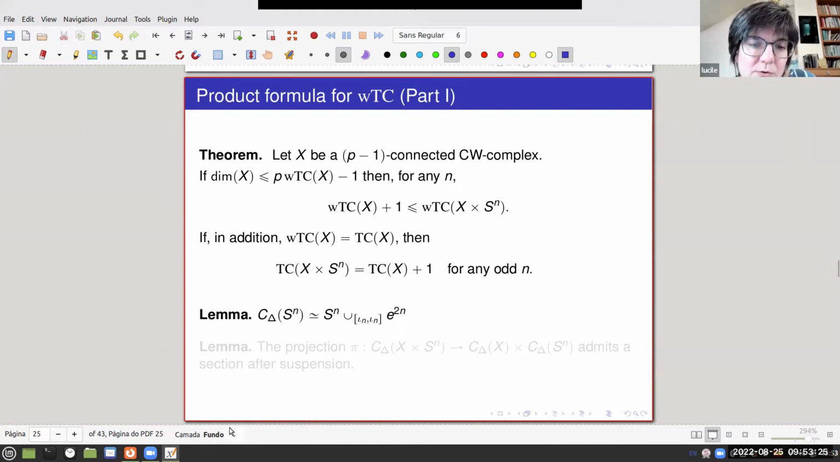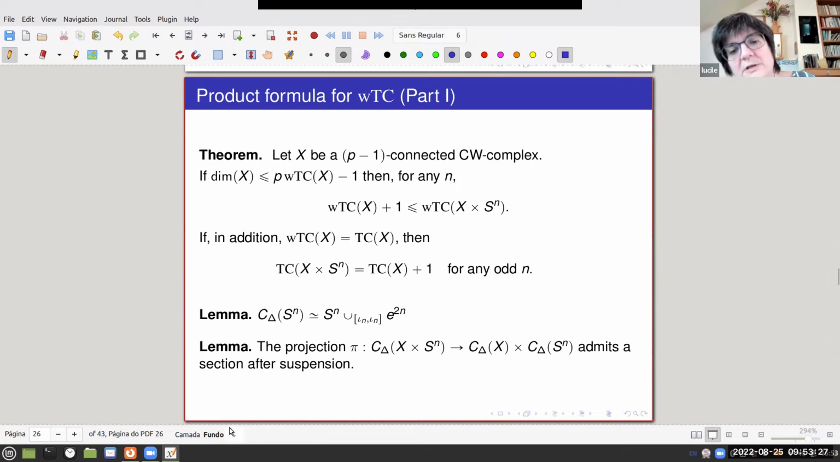And then also this result here, which says that from the projection on the two factors, we can construct this map, this projection, say, for the cofiber of the product to the product of the cofiber. And we can see that this admits a section after suspension. Okay, after suspension. So now let me sketch the argument for this inequality.